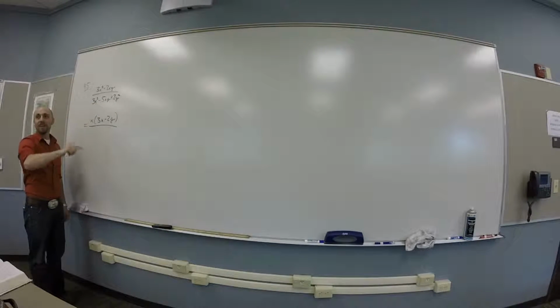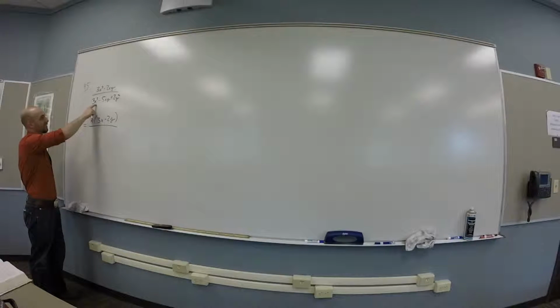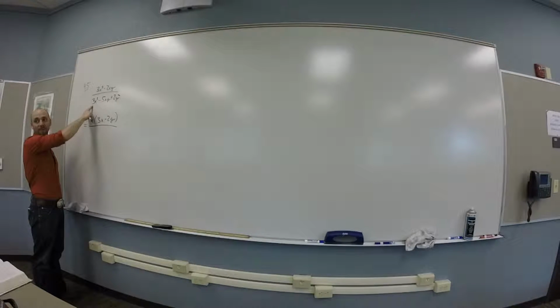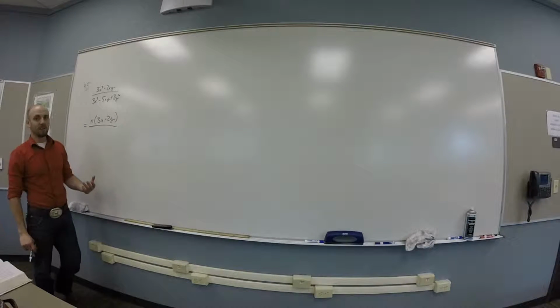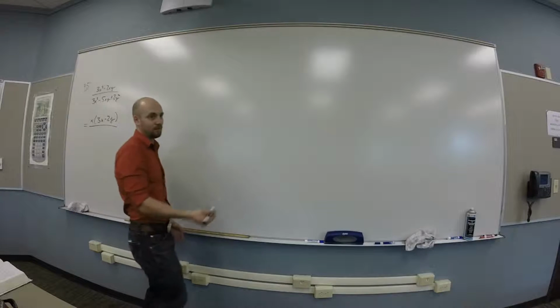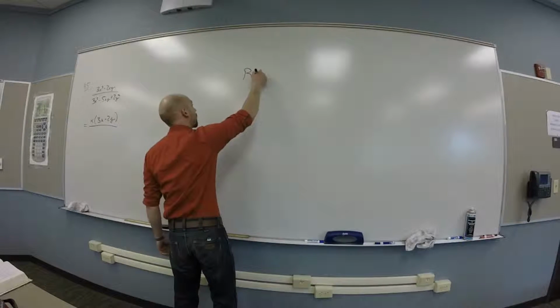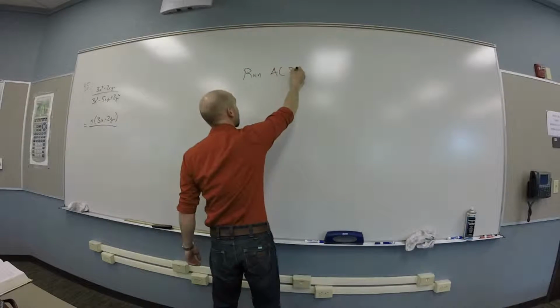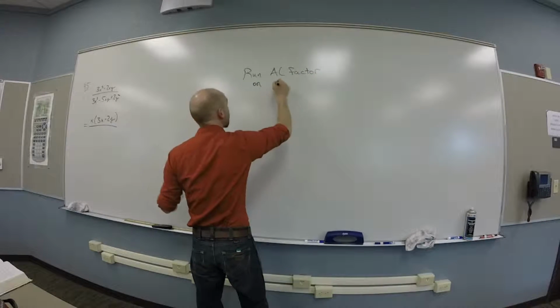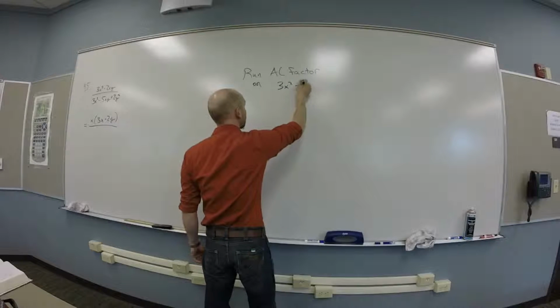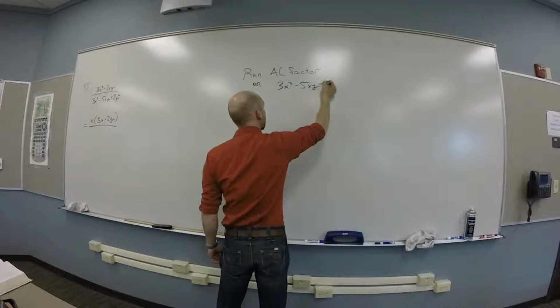Maybe it'd be easier to think, this isn't something convenient squared, right? And also this number isn't divisible by 2. So at the very least, this would be a really inconvenient perfect square trinomial. So if it's inconvenient, I maybe just try the AC method. Okay, so let's try to run AC factor on 3x squared minus 5xy plus 2y squared.